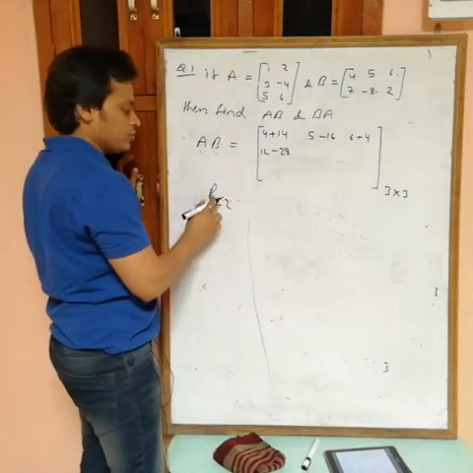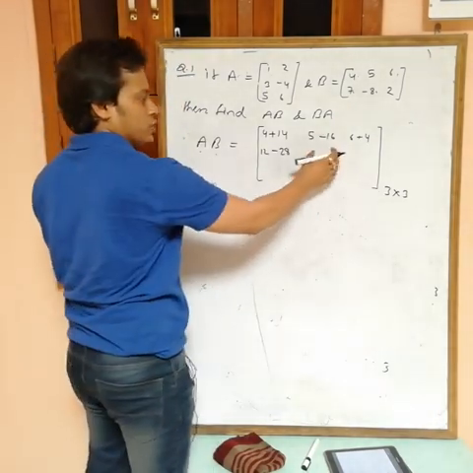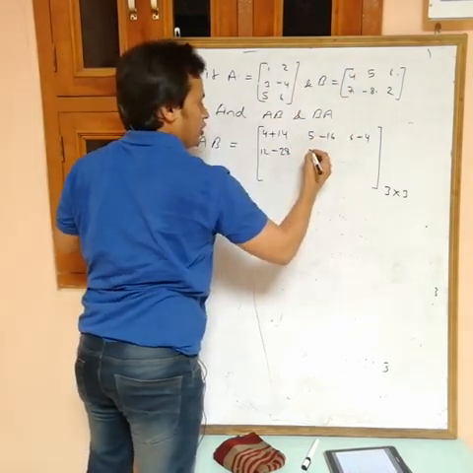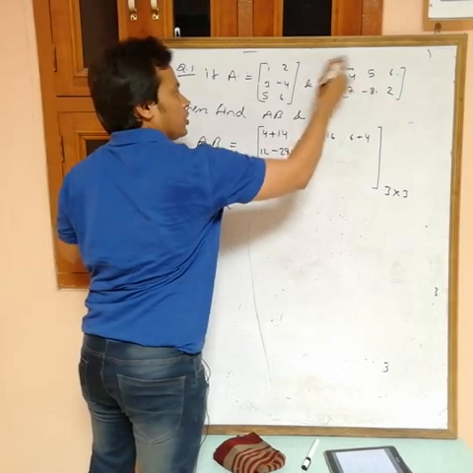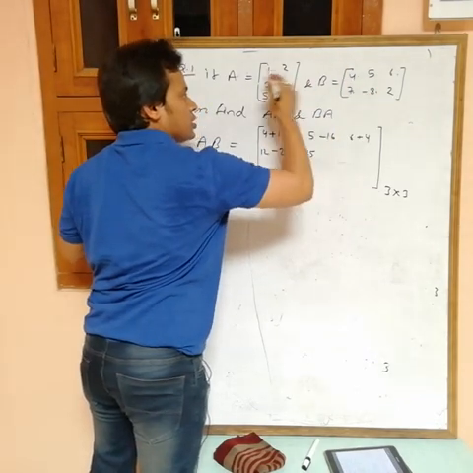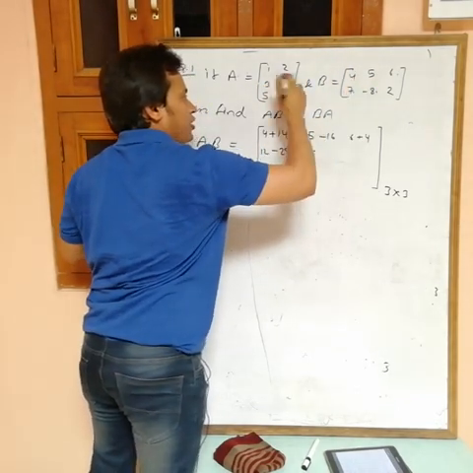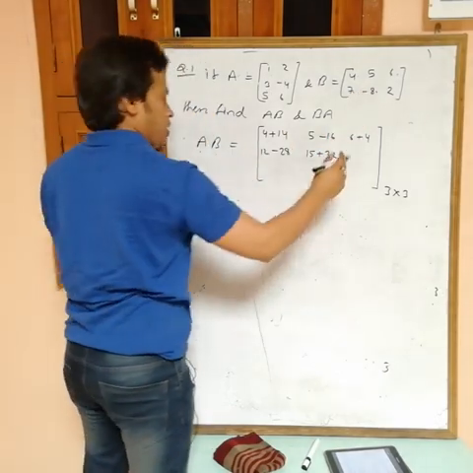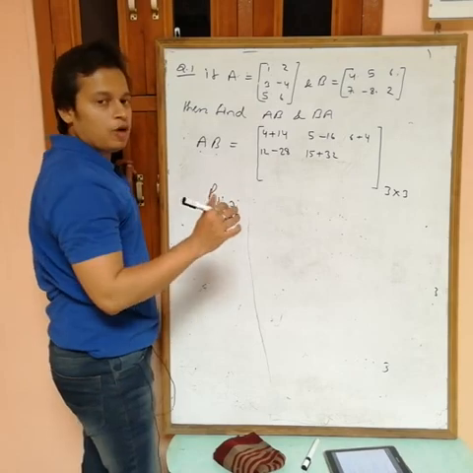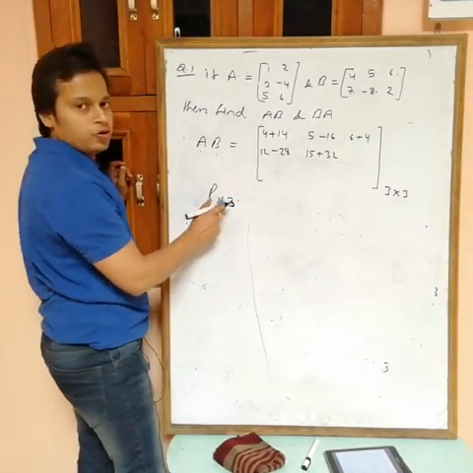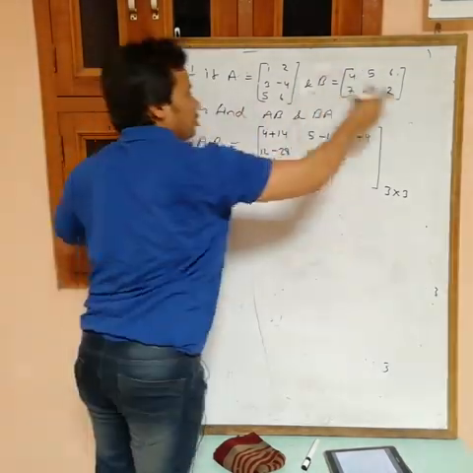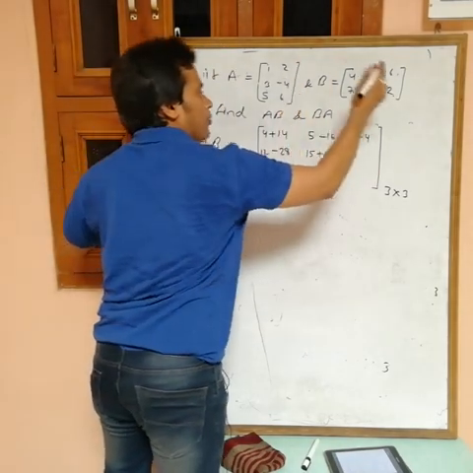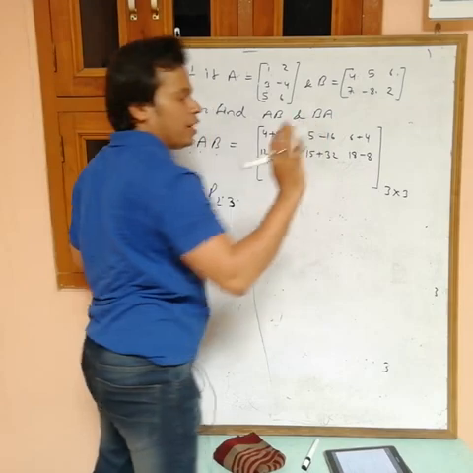Now P22. How to get P22? Second row with the second column. This one is P22 na. Second row, second column. 15. So first 15 and plus 32. Okay. Now P23. How to get P23? Second row, third column. 3 into 6, 18. Minus 4 into 2, minus 8.